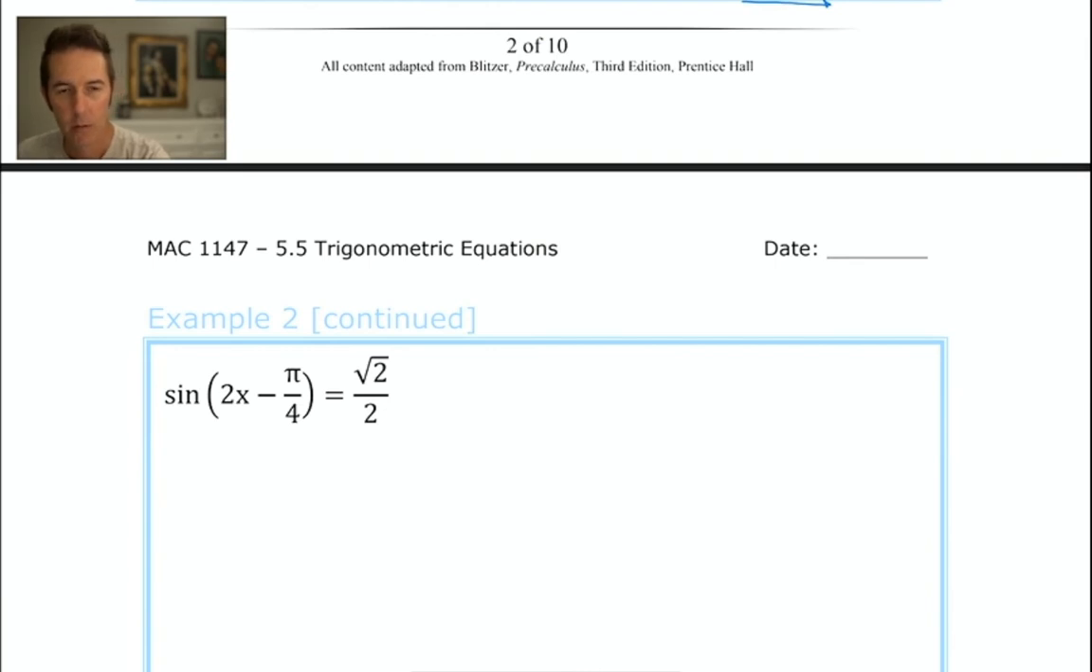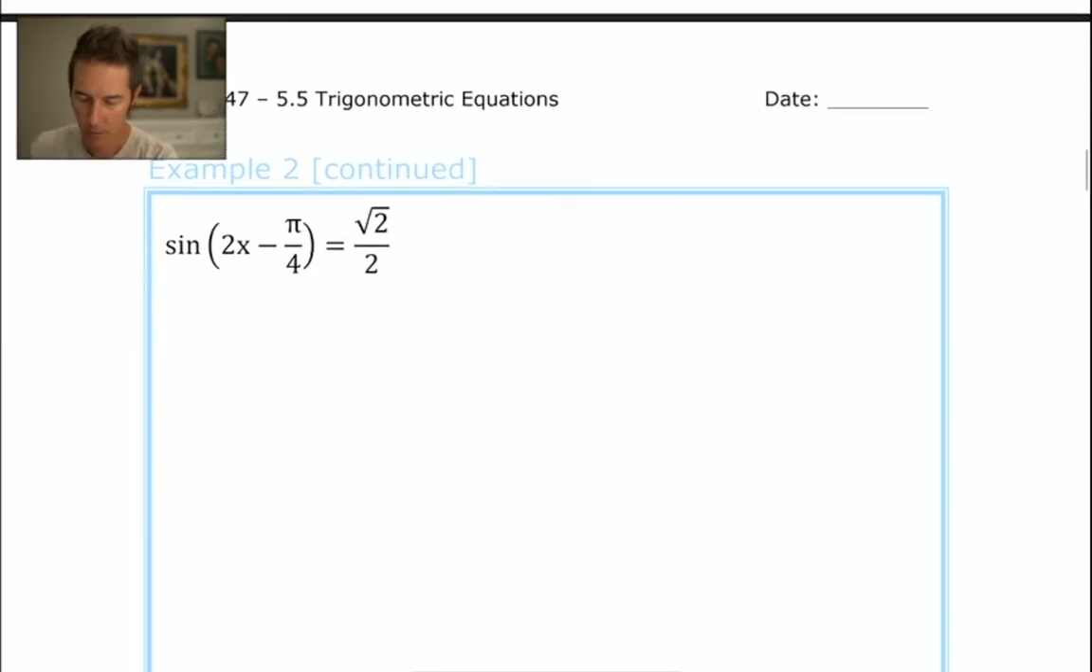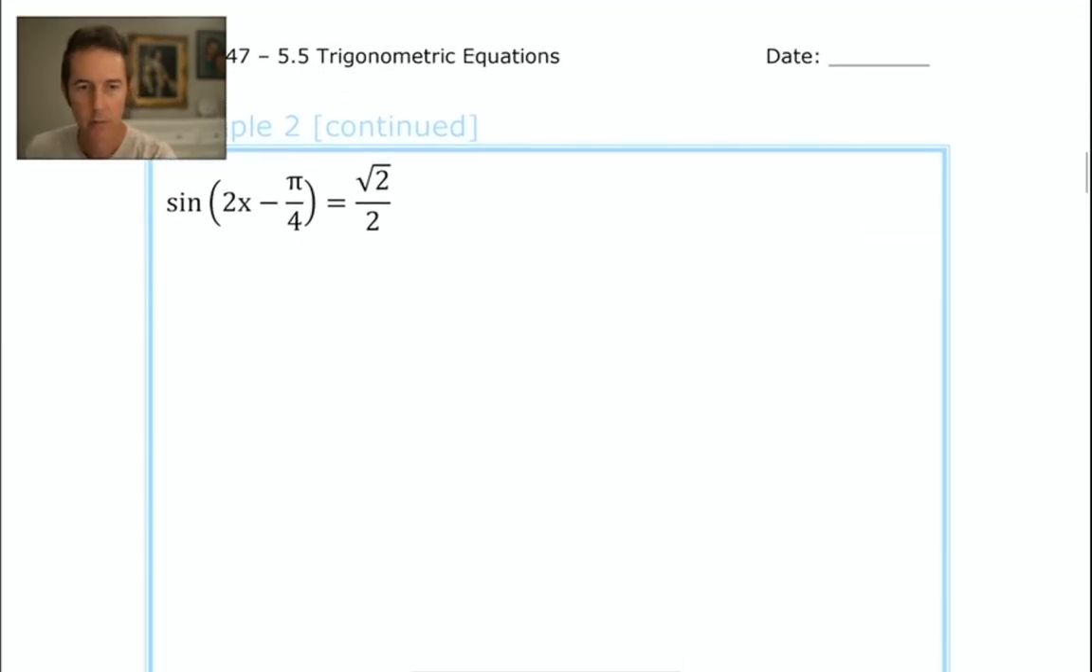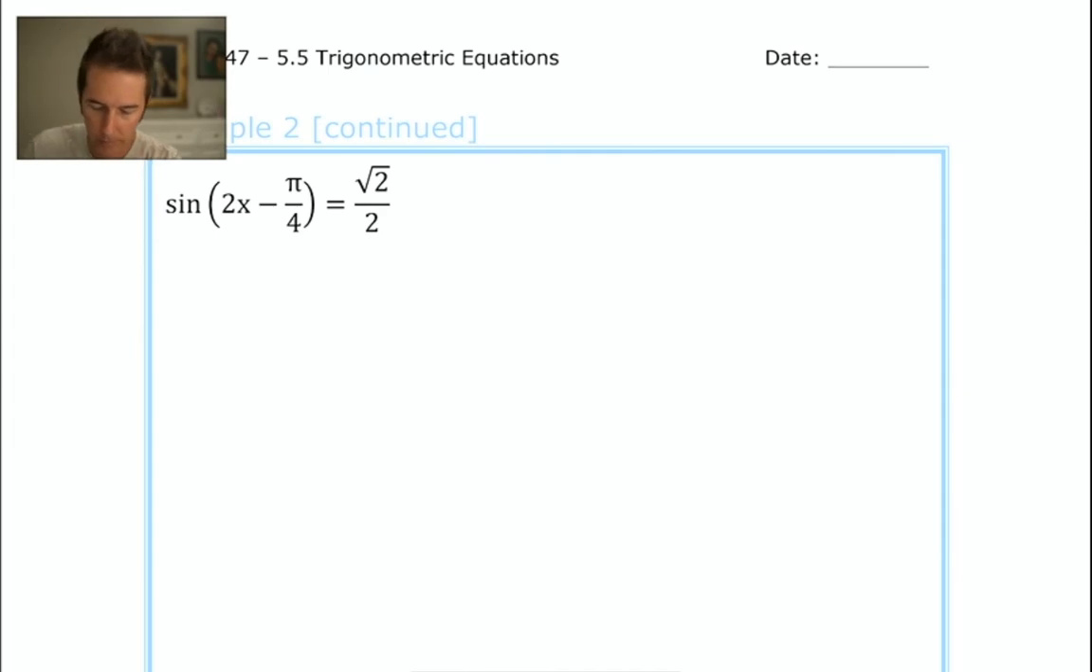Okay. Well, let's try it. Let's see if we can use the exact same process as we did in the previous problem and get ourselves a solution to this one. Let's let theta equal 2x minus pi over 4. That's a 4. There we go. Now we can rewrite our equation as the sine of theta is equal to root 2 over 2.